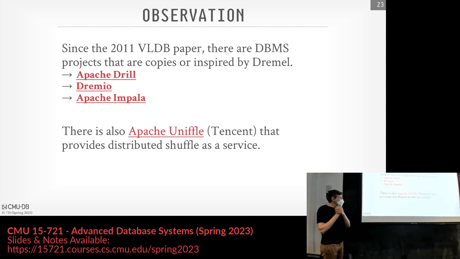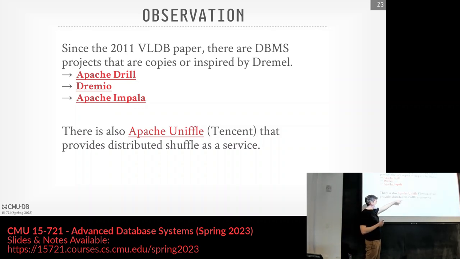Okay. So I want to finish up by talking about three systems that are inspired by or based on Dremel: Drill, Dremio, and Impala. I'm not going to talk about Uniffle, but this is an incubating Apache project where they try to build an open source version of the shuffle service, similar to what Dremel uses, and it supports MapReduce and Spark. So this space is interesting, but still very early.